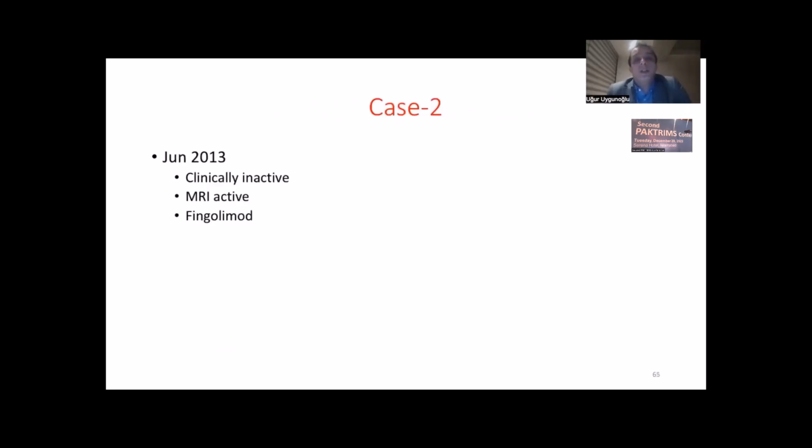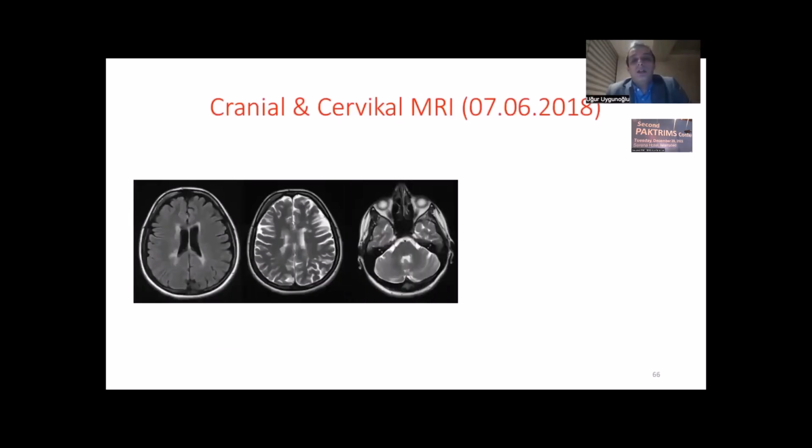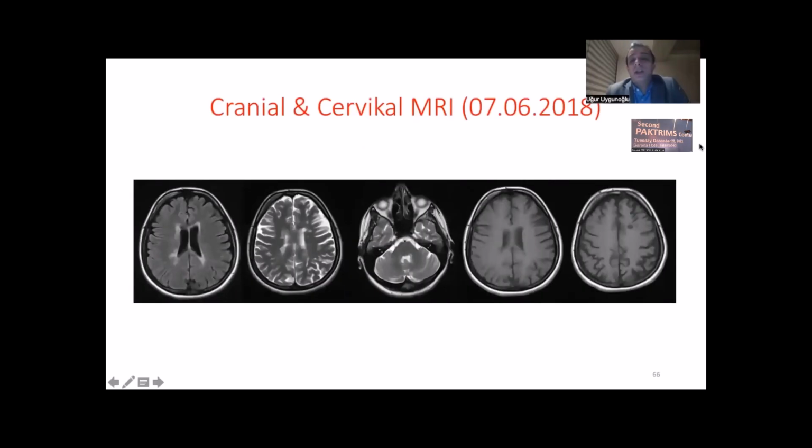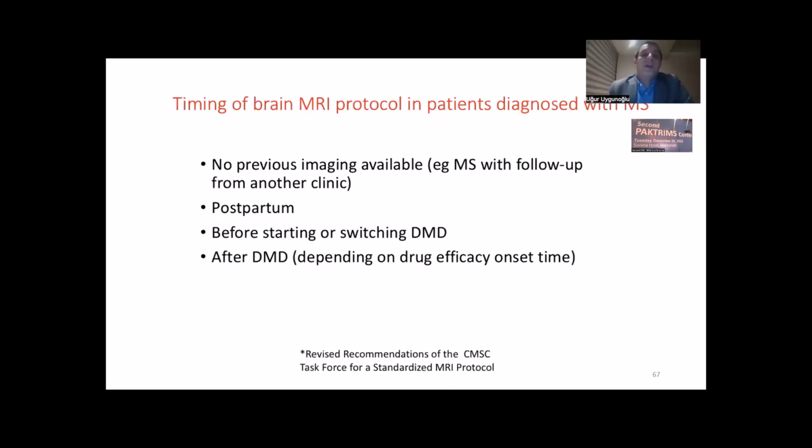However, 2 years later, the patient had active lesions on MRI, and the treatment was switched to fingolimod, which is more effective than interferon beta 1b. 5 years later, on the MRI of the patient, we are seeing periventricular lesions, subcortical lesions, brainstem lesions, T1 hyperintense lesions, T1 black holes, and also spinal cord lesions.